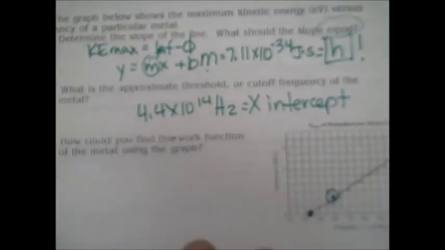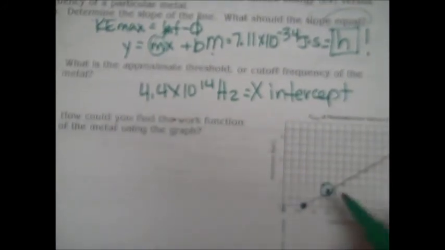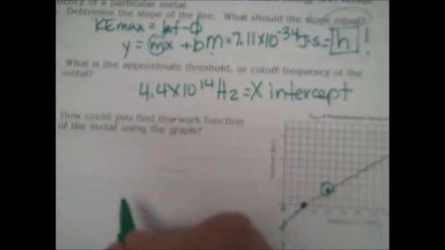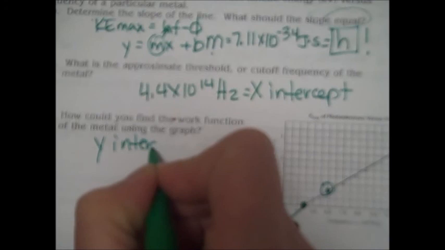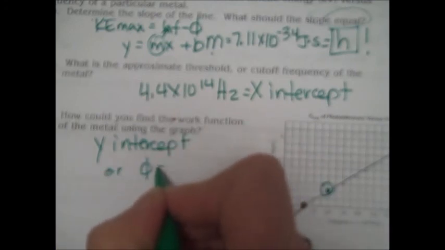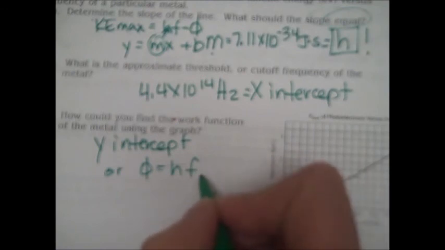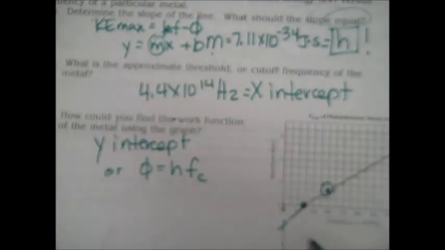And how would we find the work function? We'd have to extrapolate, kind of add on to our graph, and continue this all the way back and find the y-intercept. Or you could also use phi equals h times the frequency cutoff. Those are 2 ways you could use your graph to find the work function.